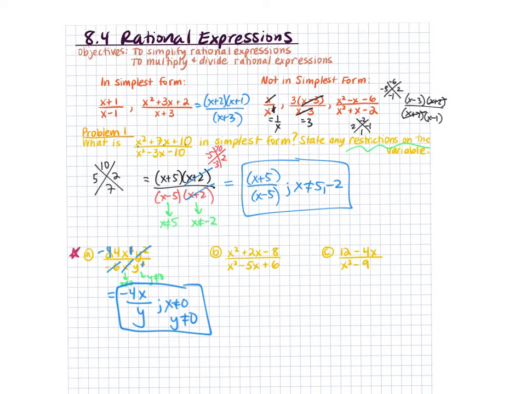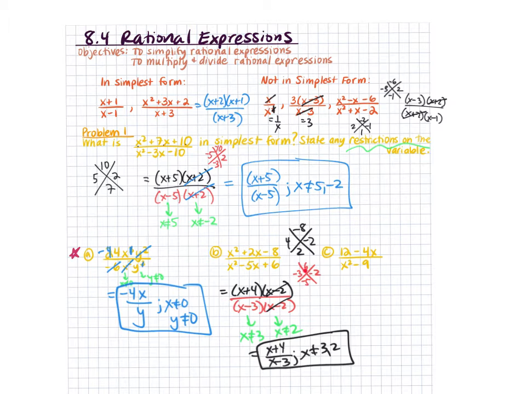Oh, and before you cancel, x can't be 0, y can't be 0. So even though these x's cancel, you still can't have x equals 0. And then the 2 y's on the top cancel with 2 on the bottom, and you're left with 1 y on the bottom. So this is your simplest form, and there are your restrictions before you cancel. Okay, so now try B and then come back.